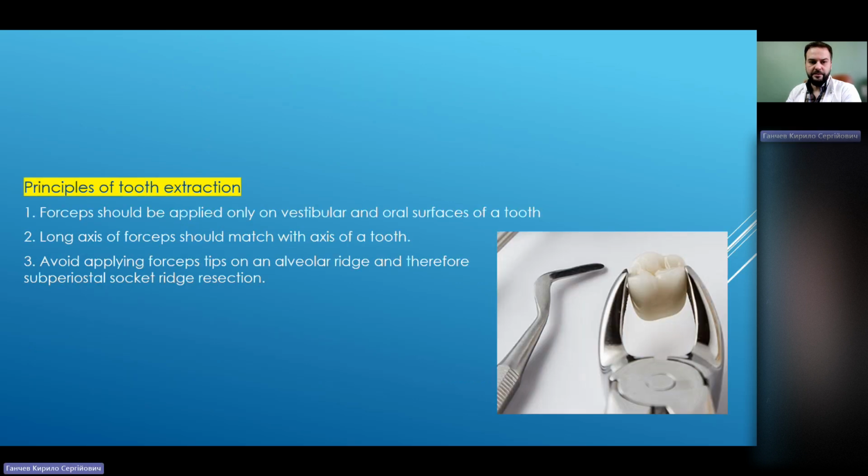So there are some principles of tooth extraction, right? We have three. The first one is that forceps should be applied only on vestibular and oral surfaces of the tooth. Second, the long axis of the forceps and the long axis of the tooth should match absolutely 100%. And third, we need to avoid applying forceps tips on the alveolar ridge, and therefore subperiosteal socket ridge resection.